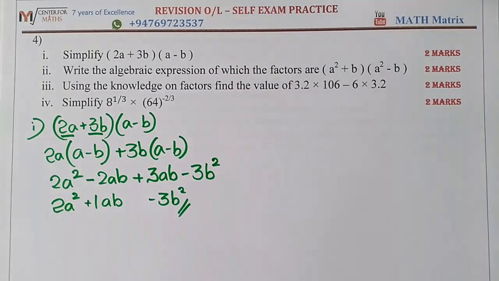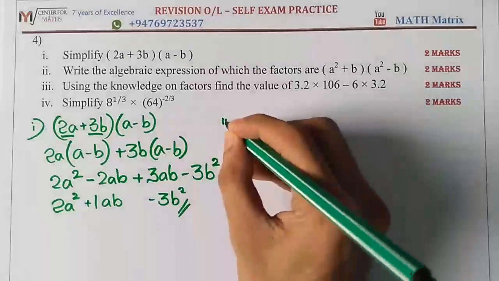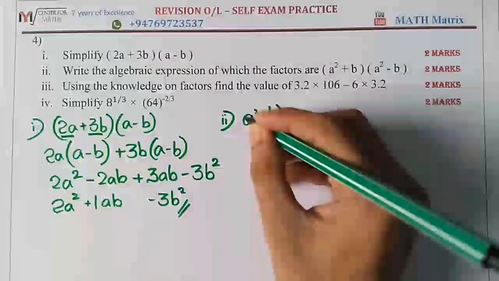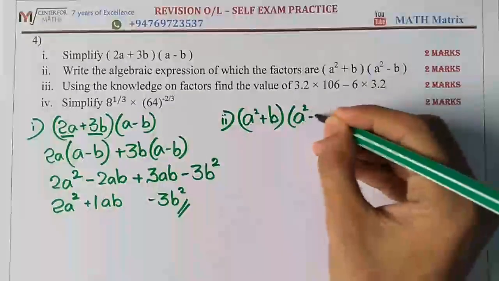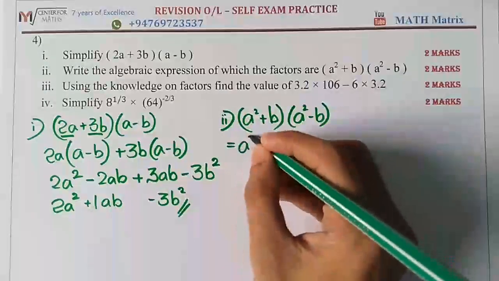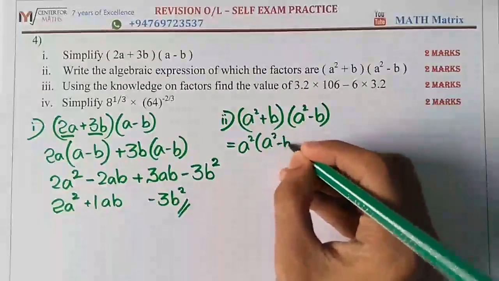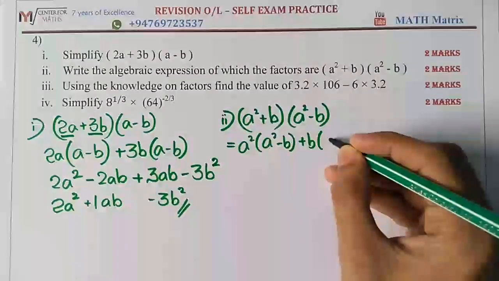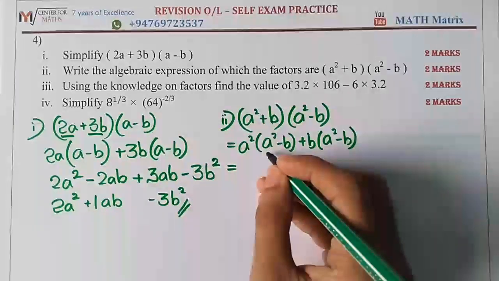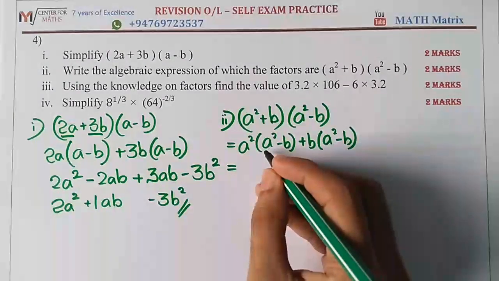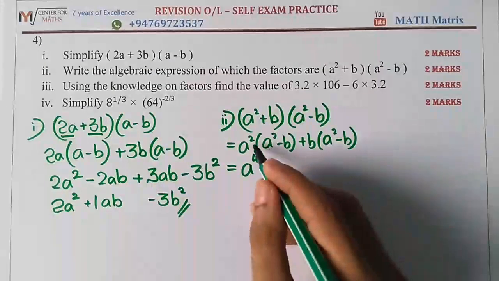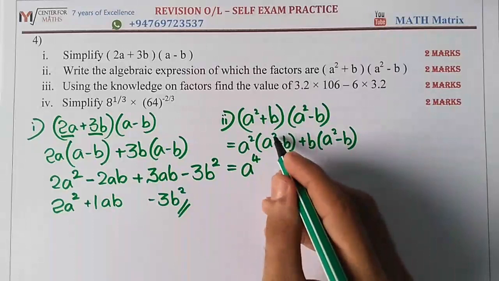And we are moving to the second one, question number 2: a squared plus b, a squared minus b. Again, we have to follow the same method. A squared multiplied by the second bracket a squared minus b, and plus b, again we have to multiply by a squared minus b. Right, so a squared into a squared, what is the answer of that? A to the power 4. 2 2s are 4. If there is a multiplication sign, we have to add the powers, 2 plus 2 is 4.